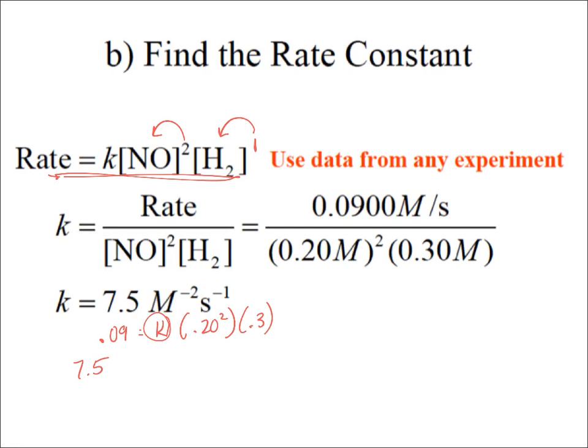Now the overall order of this reaction is a third order reaction. So the unit for K would have to be molarity to the negative second power times seconds to the negative first power. The sum of those exponents in my rate constant unit adds up to, when you take the absolute value, the overall rate order of the reaction. So that's an overview of how you can use experimental data to determine the order of a reaction with respect to each reactant, and then write the rate law and calculate the rate constant.